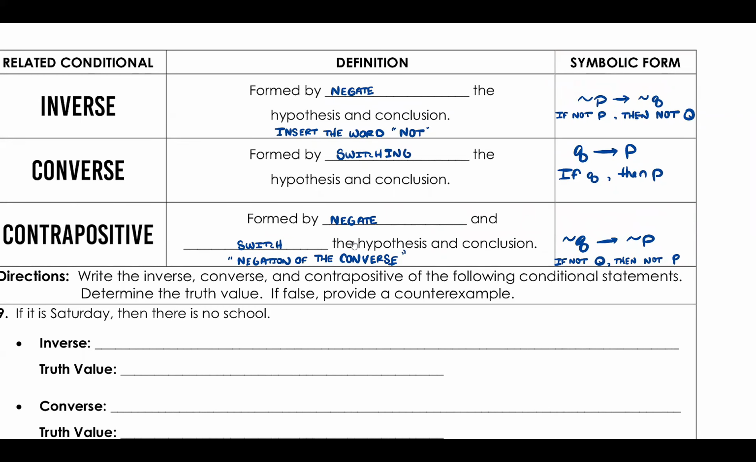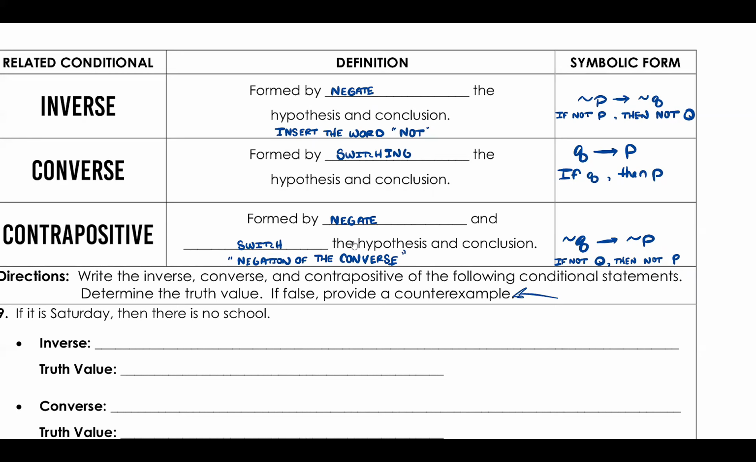So we've got our conditional statement, and stem from that is our inverse, converse, and contrapositive. So we're going to write the inverse, converse, and contrapositive and determine the truth value. And if false, we're going to provide a counterexample. So truth value, we're just going to say, is this a true statement or is it not? And if it's not, we have got to say why. We've got to justify why we say it's not true.